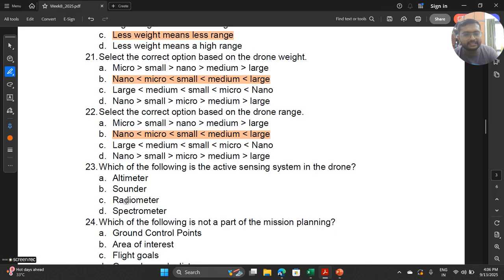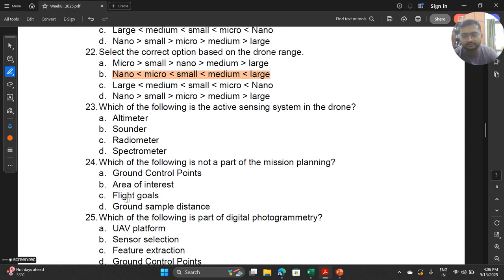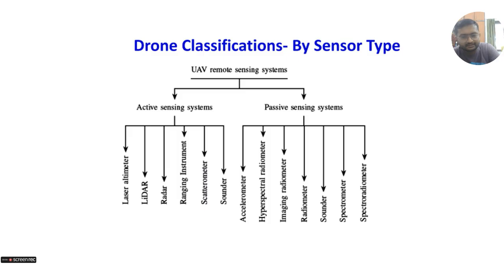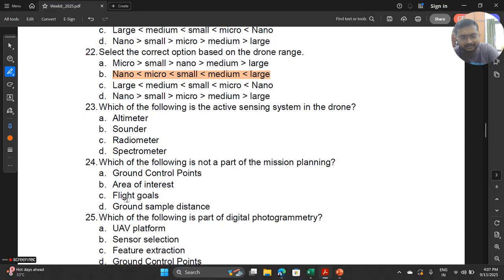And which of the following is the active sensing system in drone? Altimeter, sounder, radiometer, and spectrometer. I will show you. Spectrometer is an individual instrument or tool. So spectrometer, radiometer, and sounder are all passive. Altimeter is the only one which is the active one.